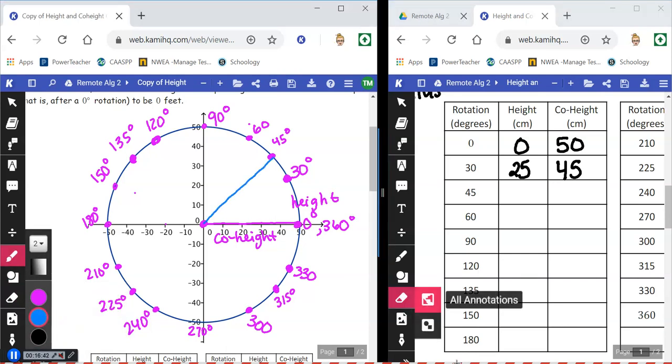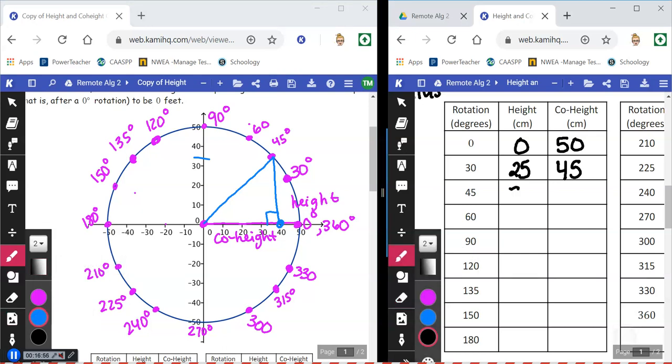All right, let's then do 45. So 45 is up here. We're creating a right angle with the x-axis. I got a height of 35 and a coheight of 40. Then for 60 degrees, creating a right triangle, I have a height of 25. No, just kidding. My height is my y distance, so I have a height of 45 and a coheight of 25.